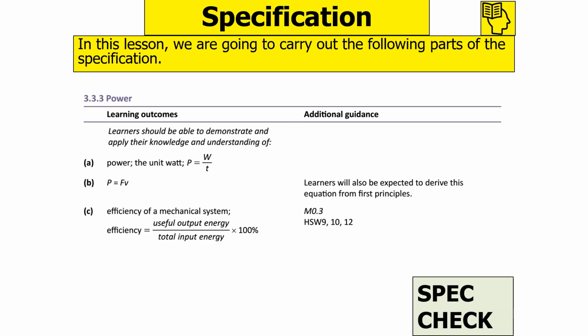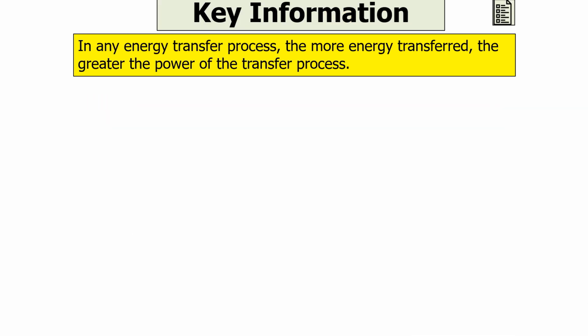So in this lesson we're going to be looking at the following parts of the OCR A-Level Physics specification. We're going to be looking at 3.3.3 power, including power, the unit of the watt, P equals W over t, P equals Fv, the efficiency of a mechanical system, and efficiency is equal to useful output energy over total input energy times by 100.